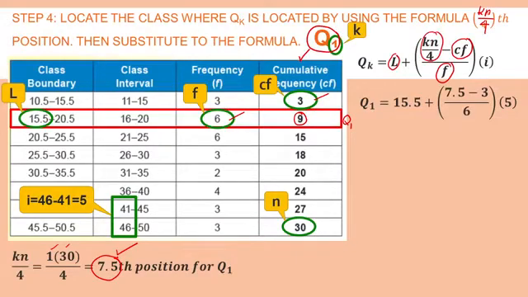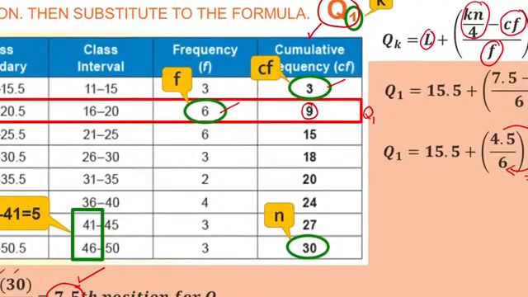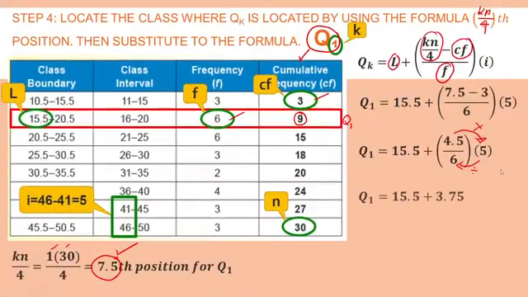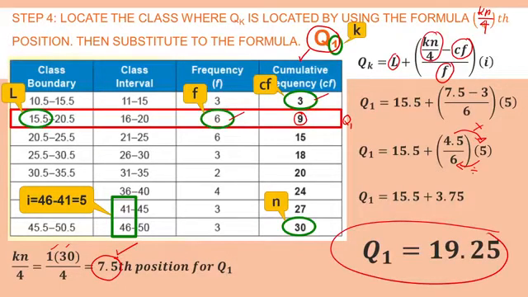So subtracting 7.5 and 3, you have 4.5. So 4.5 times 5 divided by 6. How much do you get using your calculator? 3.75, sir. 3.75 plus 15.5, how much is that? 19.25. So this is the value of the first quartile.